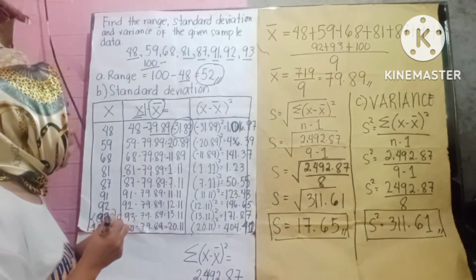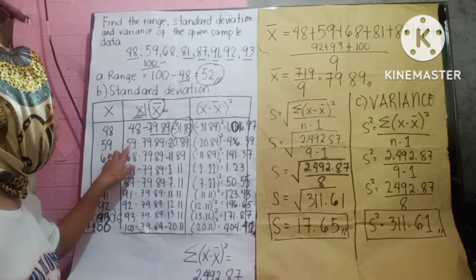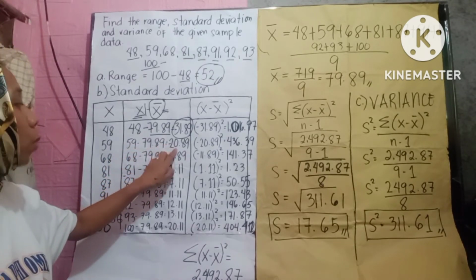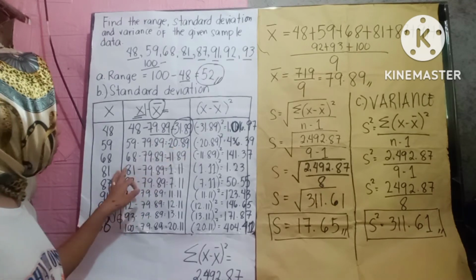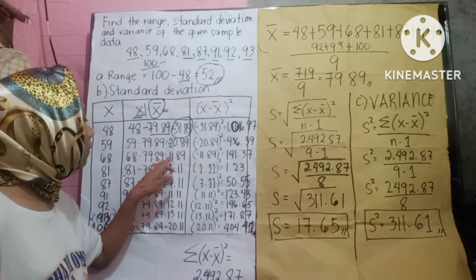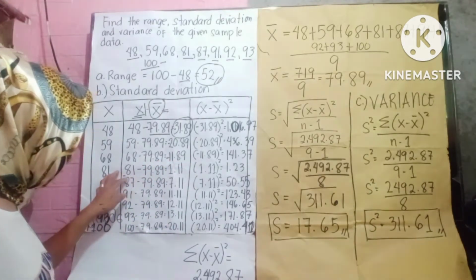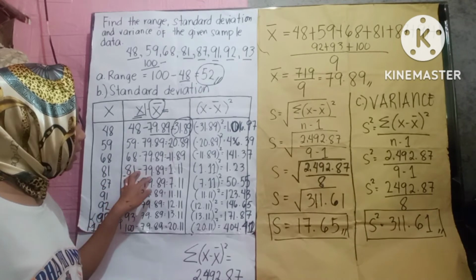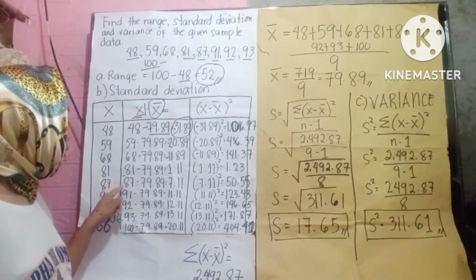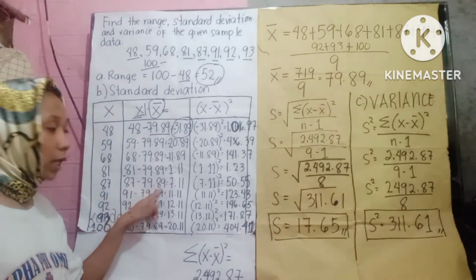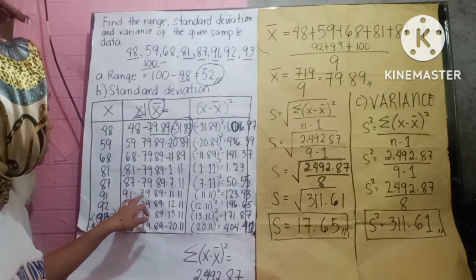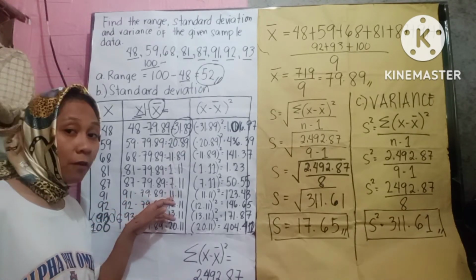Yan yung sagot sa first. At the second is 59 minus 79.89 is equals to negative 20.89. So, the third one is 68 minus 79.89 is equals to negative 11.89. The fourth is 81 minus 79.89 is equals to 1.11. The next is 87 minus 79.89 is equals to 7.11. Then 91 minus 79.89 is equals to 11.11.